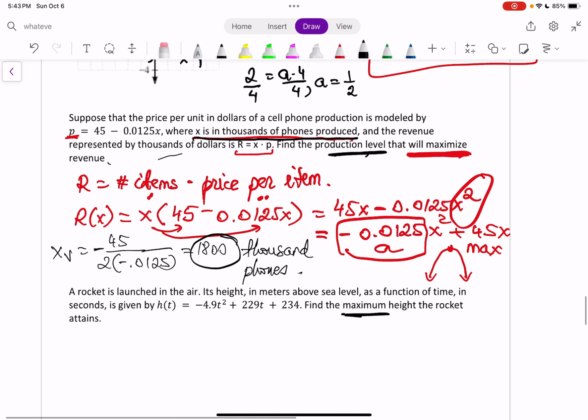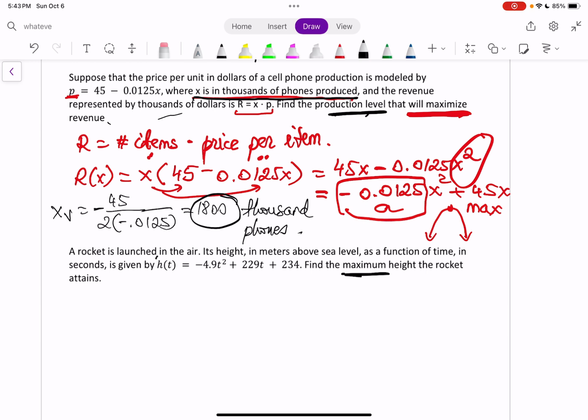See, maximum will mean we're finding the vertex. This time, the function is given to us. So as you see, it's a parabola. a is a negative value. Therefore, the parabola will be opening down. Therefore, we will have a maximum point at the vertex.